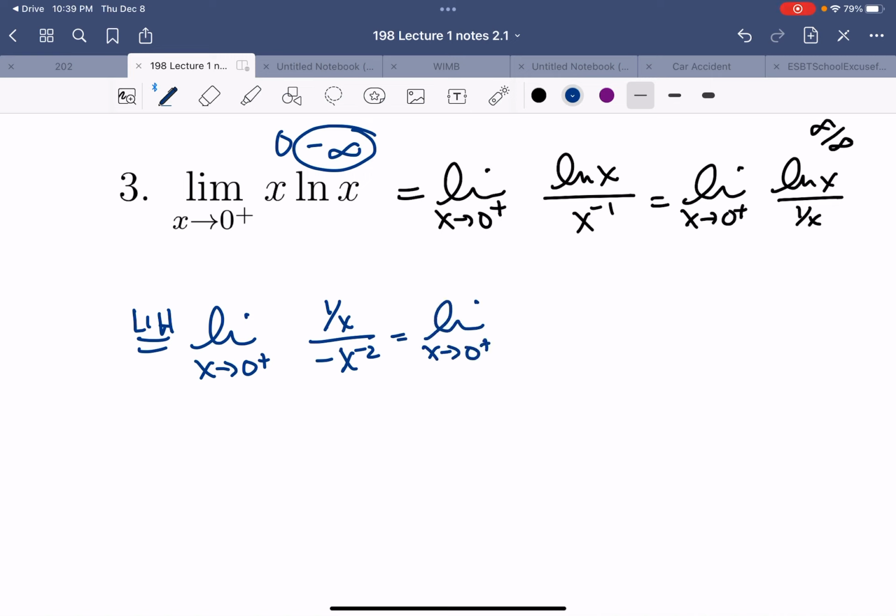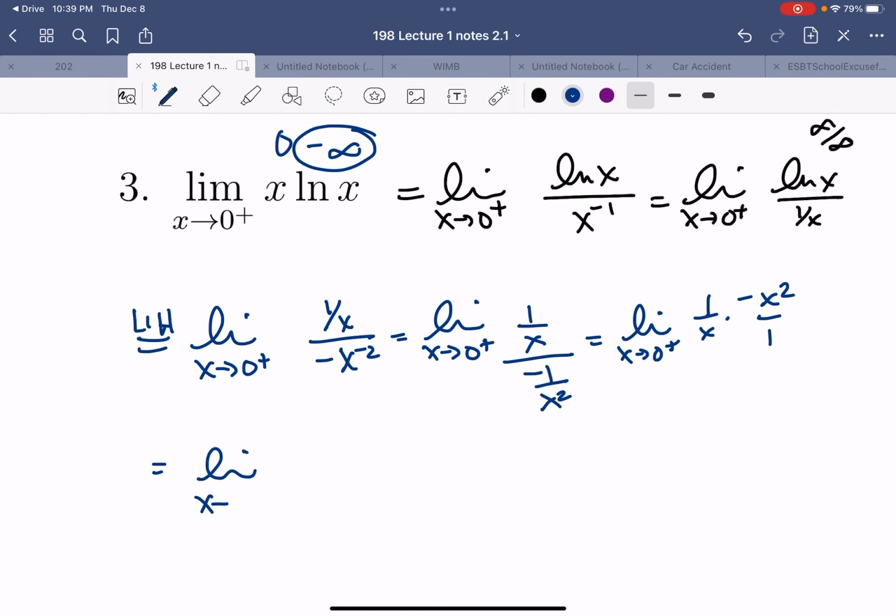And when you think about this one, this is 1 over x divided by negative 1 over x squared. And if you flip that bottom one up, this is going to be the limit as x goes to 0 from the right of 1 over x times negative x squared over 1. And that just turns out to be the limit as x goes to 0 from the right of negative x. And when you plug in 0, you get 0.